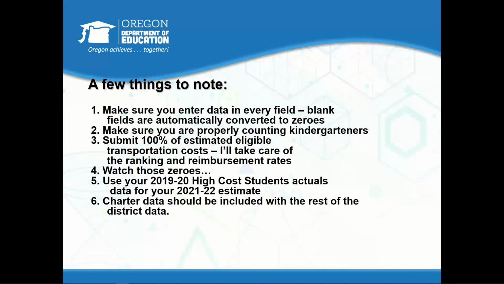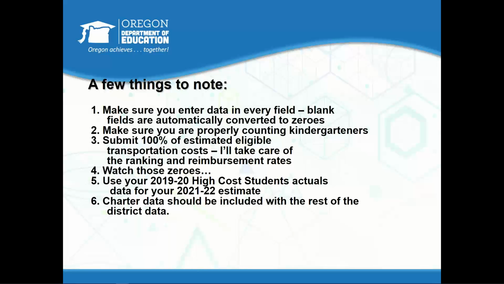So a few things to note. These are typical errors that I see. Make sure you enter your data in every field. Except, obviously, if you don't have that local revenue, such as federal forest fees or something, you don't necessarily need to enter anything in there, but it will just be converted to a 0. Make sure you're properly counting kindergartners. Submit 100% of your estimated eligible transportation costs. I'll take care of the rest.